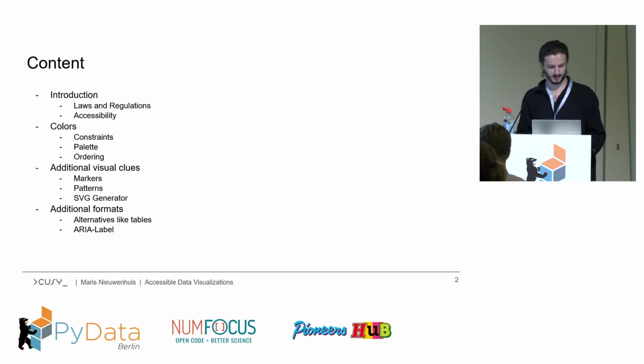Then I'll go on to talk about additional visual clues. We developed certain markers and patterns, and these are made available via an SVG generator. And then additional formats, non-visual ones, for example, providing alternative data formats like tables, and a short section on area labels in different visualization libraries. And I will also take a short part showing you how to implement these different patterns in Bokeh and Vega-Altair.